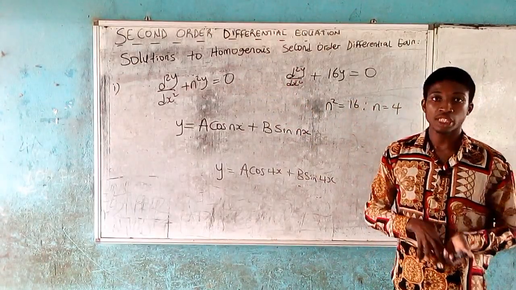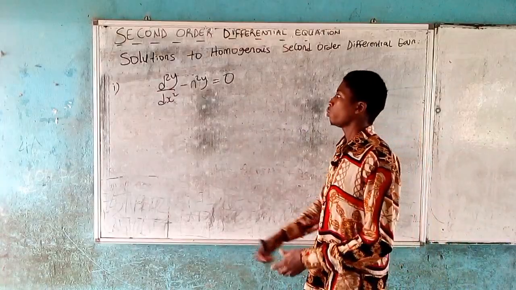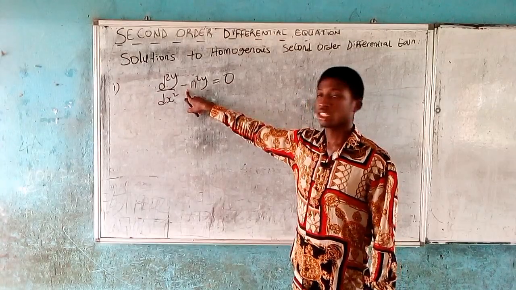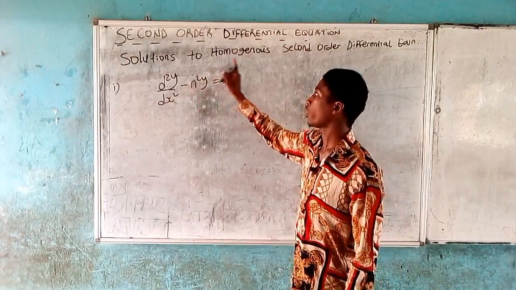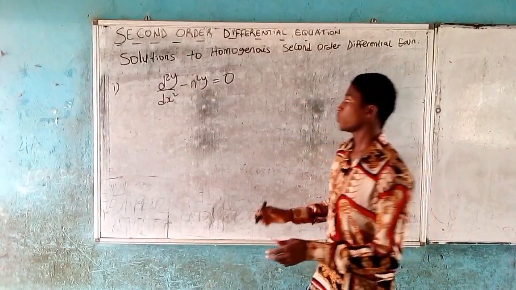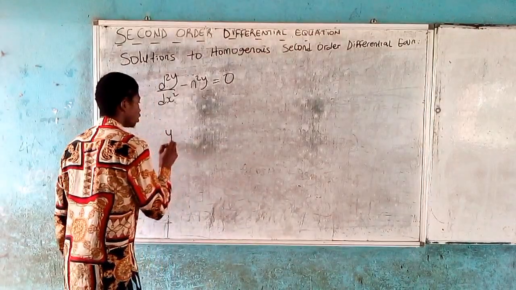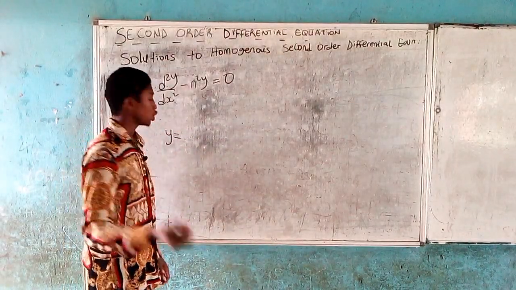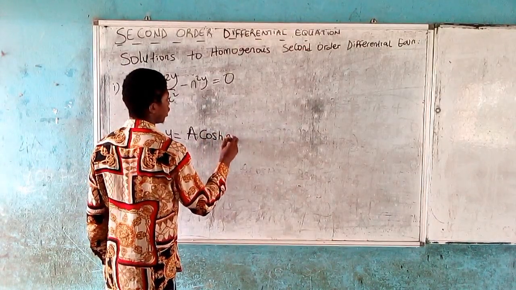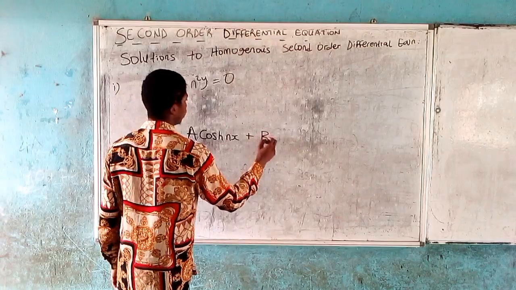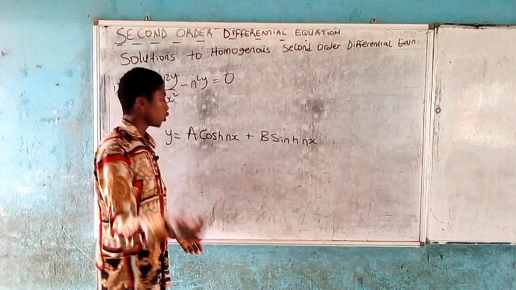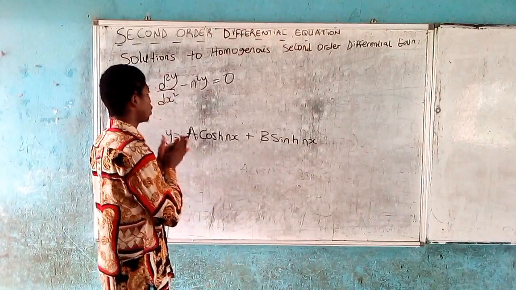So moving into the second part, you have the second order d squared y over dx squared, but now there's a minus, not a positive, but negative n squared y. What is the general solution to this kind of equation? It's very simple. The general solution this time gives you a hyperbolic function: y equals a cosh nx plus b sinh nx, hyperbolic functions. Alright, so this is how to solve this kind of question.